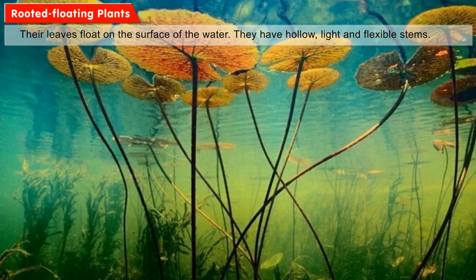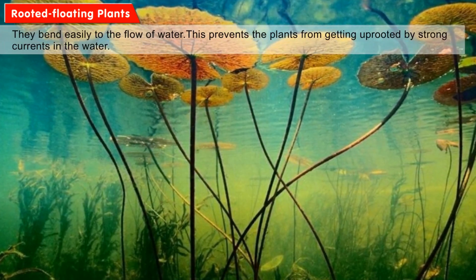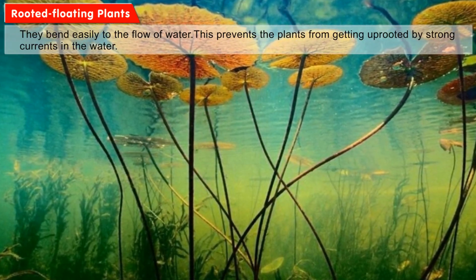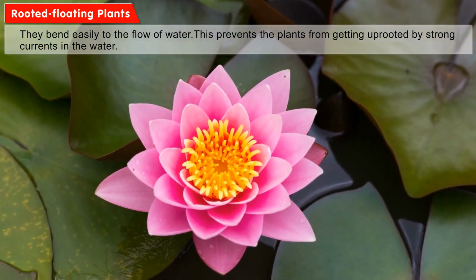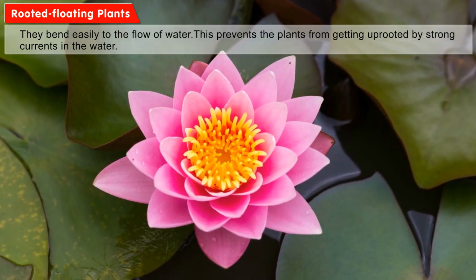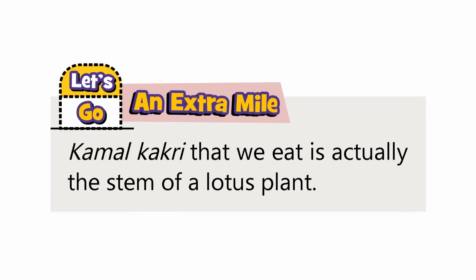They have hollow, light and flexible stems. They bend easily to the flow of water. This prevents the plants from getting uprooted by strong currents in the water. Let's go an extra mile. Kamal kakri that we eat is actually the stem of a lotus plant.